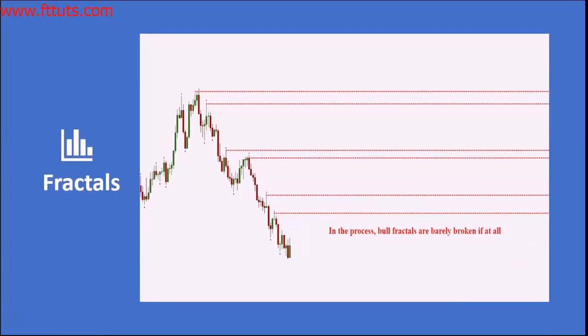In the process, bull fractals are broken barely, if at all. You could see no bull fractals were broken in this move to the downside. This helps you out a lot. If you understand that concept, that can save you from trading the wrong direction most of the time, because you could see what the odds are for it to break a bull fractal in a bearish trend, or a bear fractal in a bullish trend. The odds are rare.